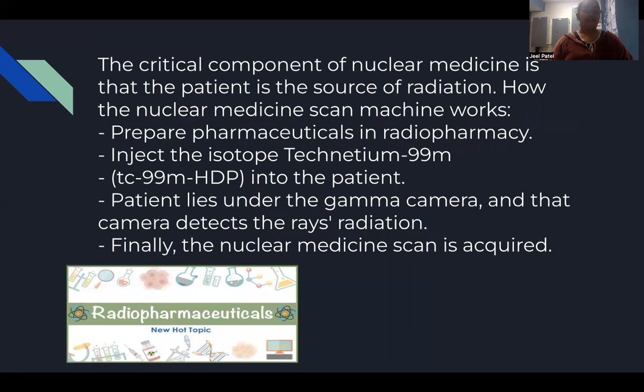So how exactly do gamma camera machines or radioactive machines work? The making of the nuclear medicine first takes place in the radio pharmacy. Then an isotope like technetium-99m is injected into the person's body, and the gamma rays are passed through the person's body, and finally we get the image of where exactly the problem is in our body, a fully scanned image.